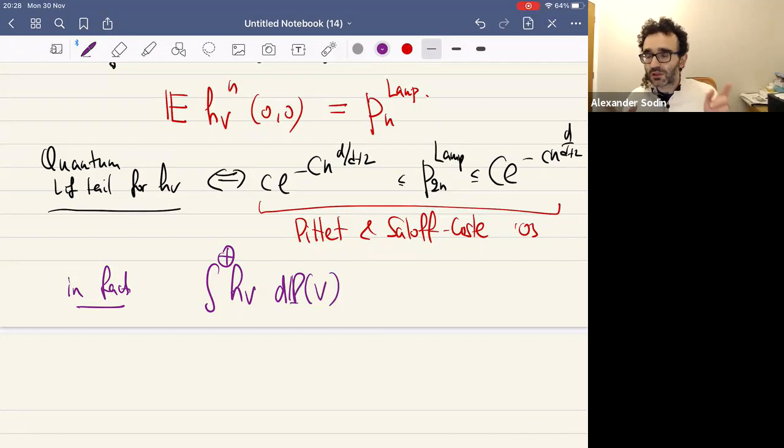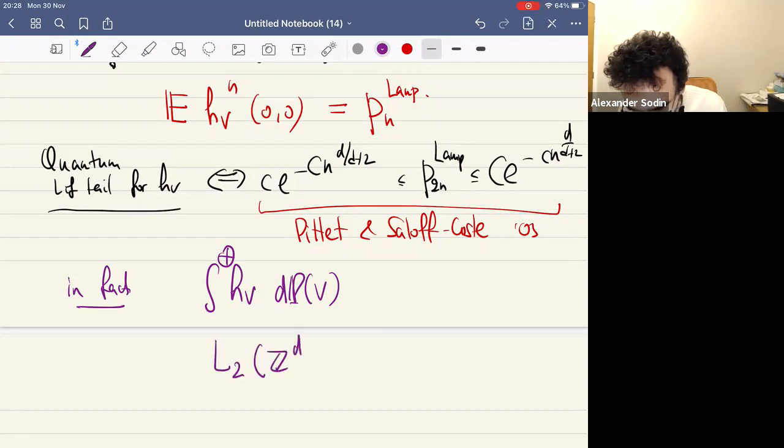So is it clear what this expression says? I have a random operator. It depends on the randomness, so I can integrate. I can take the direct integral. This thing will act on the space L2 of Z^d times the probability space.